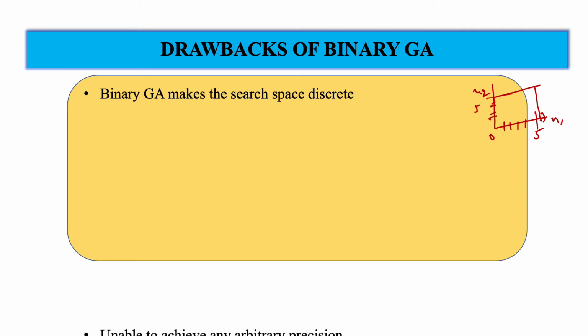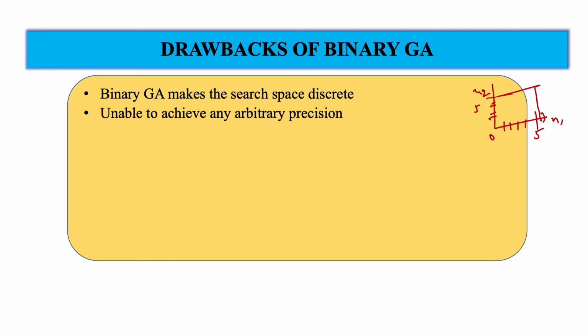Next, it can't achieve arbitrary precision. The precision is governed by the expression which we have seen earlier. If you want to increase the precision, we have to increase the bit length. If we increase the bit length, then the dimension of the problem is also increased. Our objective problem might have only 2 variables, but because you choose to represent them by a larger string, the number of columns in the population would go up. That increases the computation load. That is the problem with binary GA.